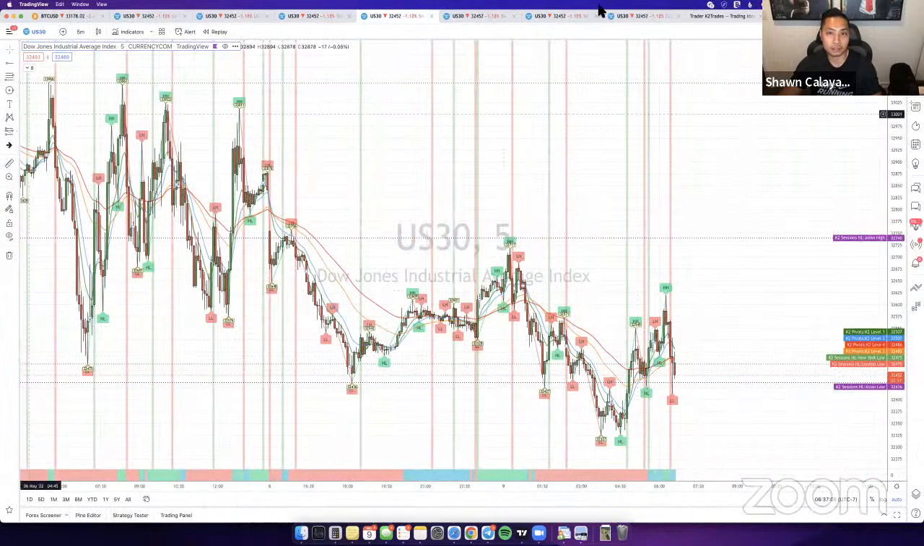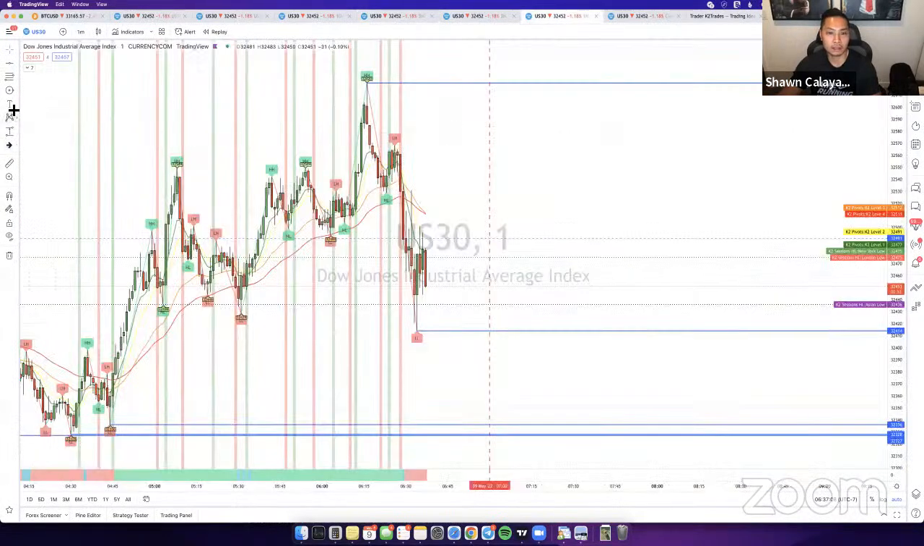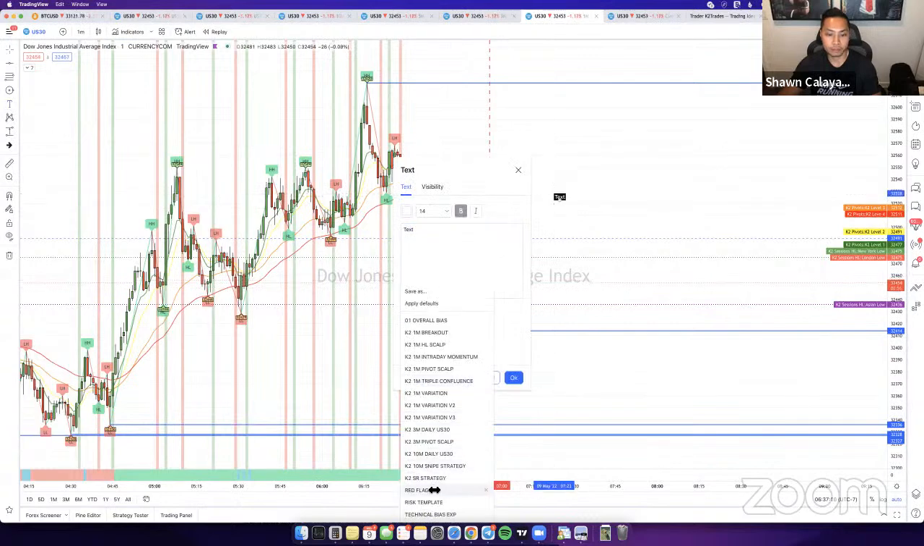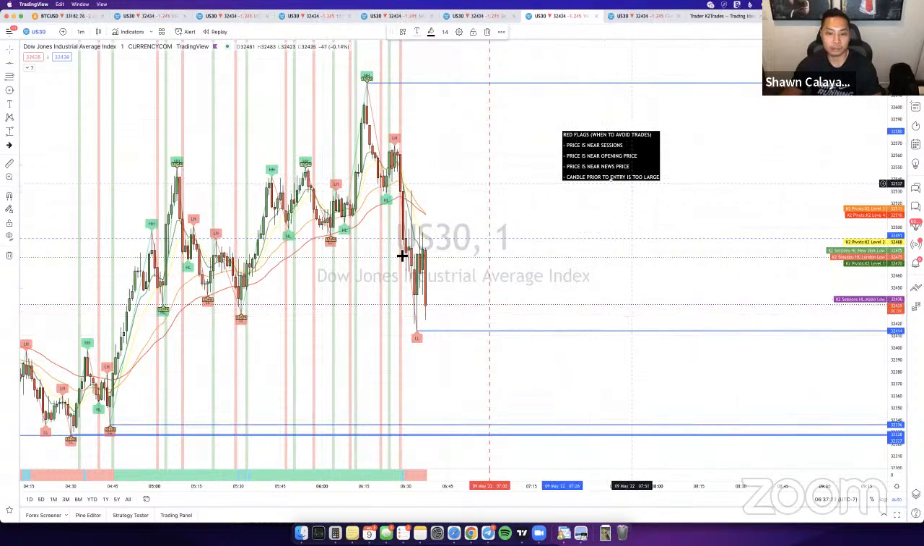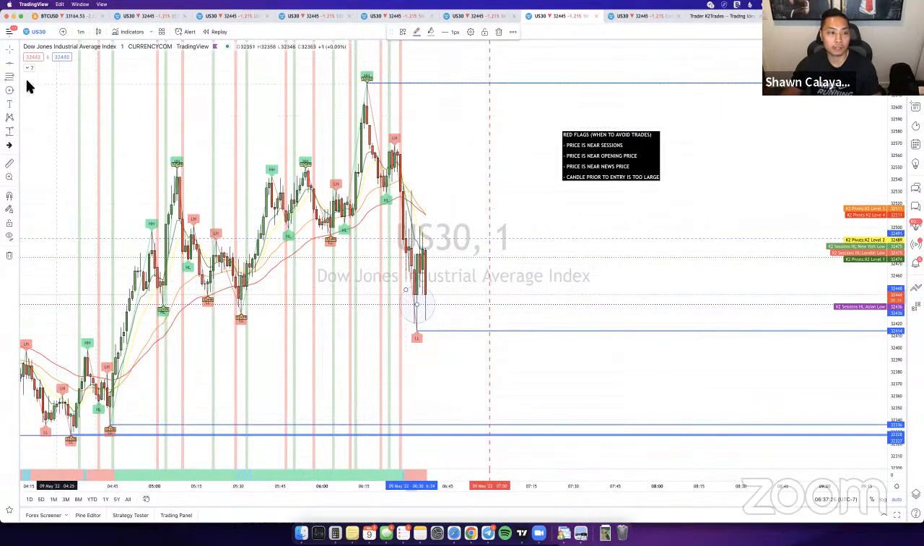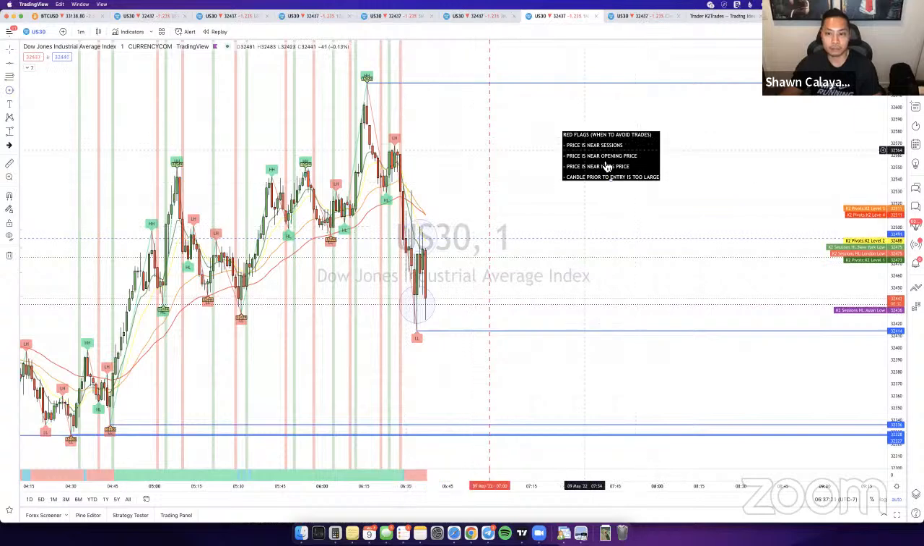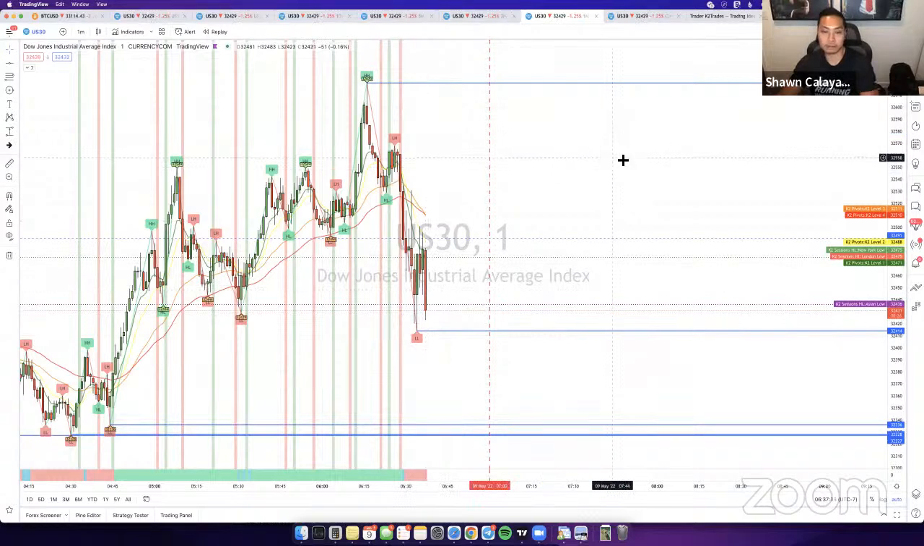I'm not taking the trade. So let's give you guys another reminder here with the red flags. Red flags, when to avoid trades, right? When price is near sessions, price is near opening price, price is near news price, and the candle prior to entry is too large. Red flag number 1, it's near the sessions. Red flag number 2, it's near opening price. The others don't apply, but for the most part, you guys can see this is why I would have avoided the trades here.